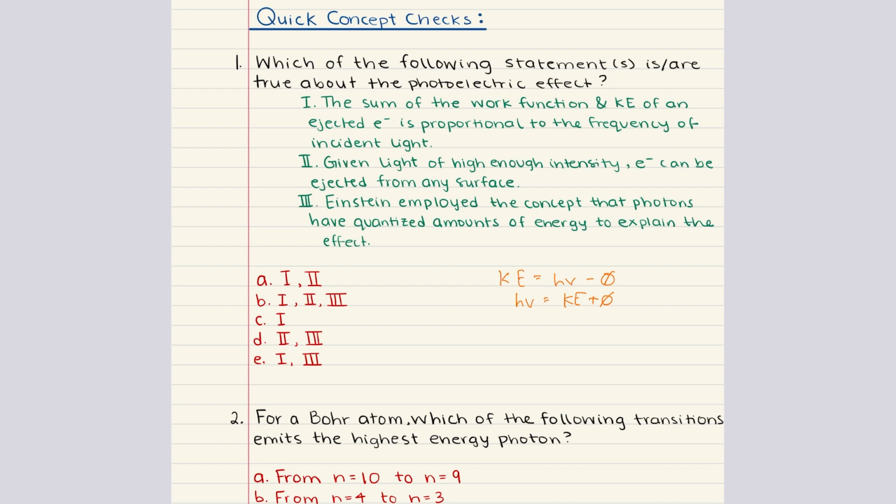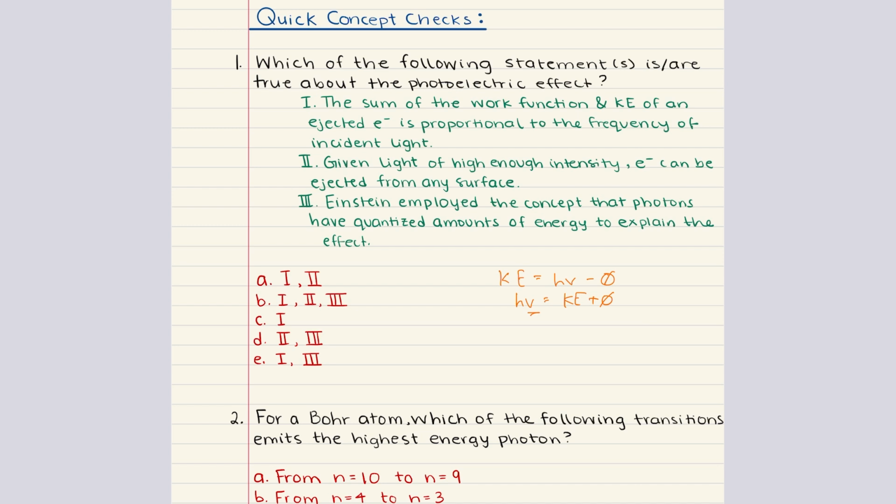So just to rephrase, according to Einstein's explanation of the photoelectric effect, the energy of an incoming photon is used to overcome the work function. Any excess energy is converted into the kinetic energy of the ejected electron. Thus, the total energy depends on the frequency of the incident light.